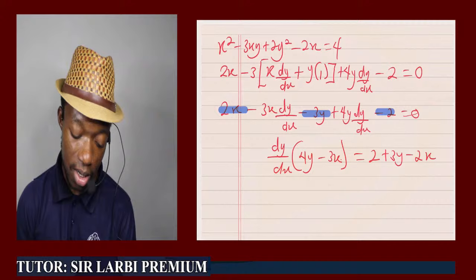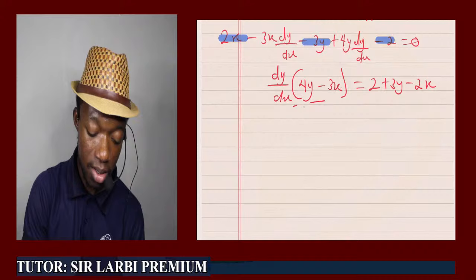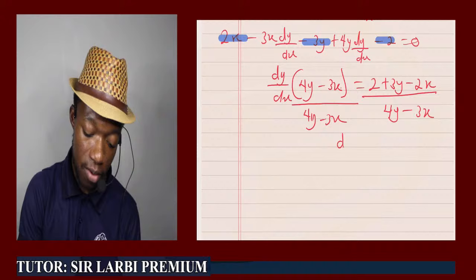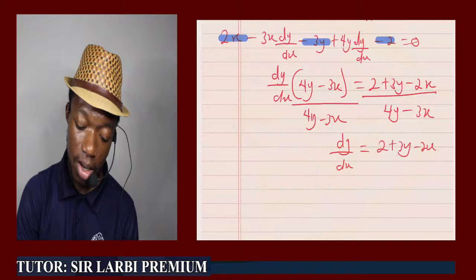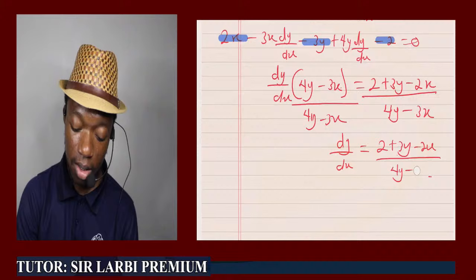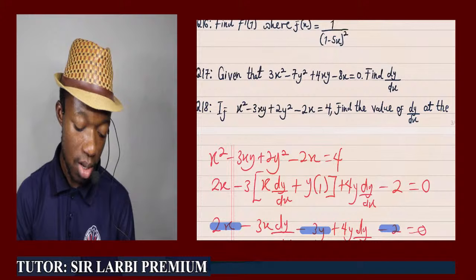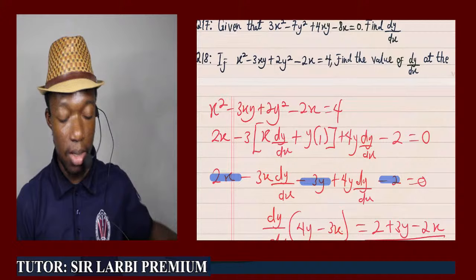Once we have this, the next thing we want to do is divide both sides by 4y minus 3x. So dividing both sides by 4y minus 3x, we have our dy over dx equal to 2 plus 3y minus 2x, all divided by 4y minus 3x. So that is how it's supposed to be generally when it comes to the differential of this implicit function, which is x squared minus 3xy plus 2y squared minus 2x is equal to 4. So let's take note of that. Any question, drop in the chat for us. So that is question 18.